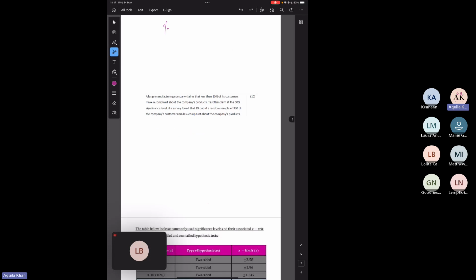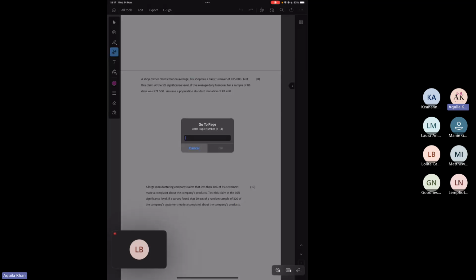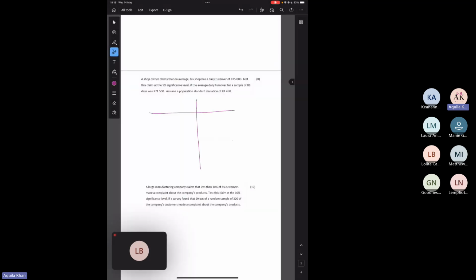So, before we continue with the example, I'm just going to put in a quick table here that helps you to identify when we're working with a mean versus a proportion, what the difference is between the two.